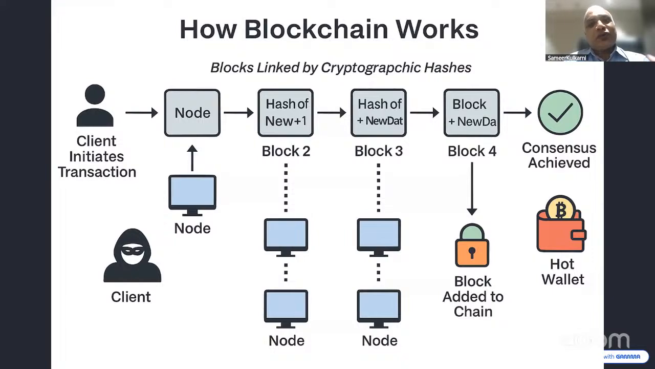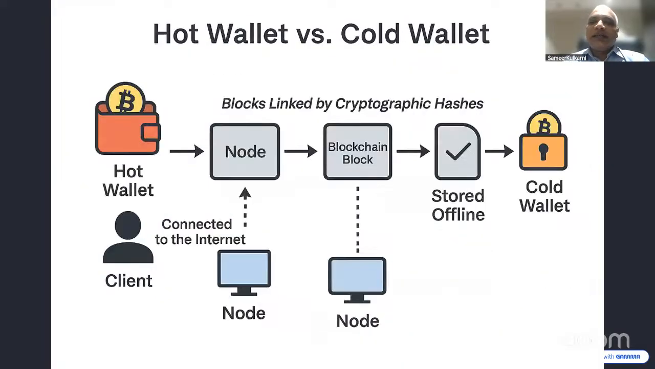That was the only problem which was exploited by the professionals to siphon off the money in this particular CoinDCX hack. We will see subsequently how it was done, but this is the underlying factor of how the blockchain works and how a hot wallet works. Then there is a concept called cold wallet also. A hot wallet is basically residing on the node, but it is connected to the internet.